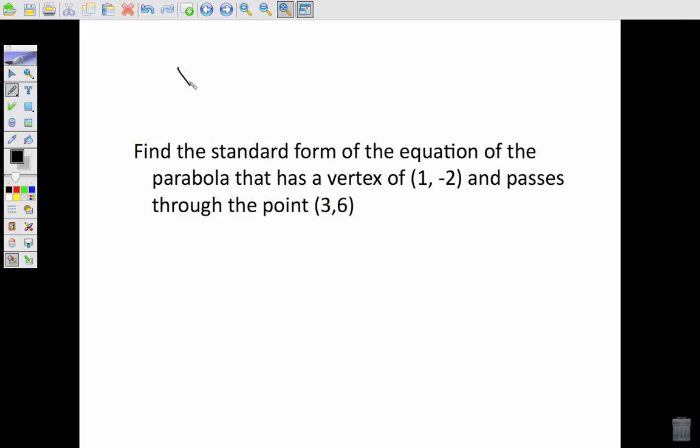Here's our standard form, y equals a(x minus h) squared plus k. We also refer to it as vertex form. You'll see that the text also wants to call it standard form. There's a lot of different forms that we have for our quadratics. All right, it says that the vertex is (1, -2) and passes through the point (3, 6).